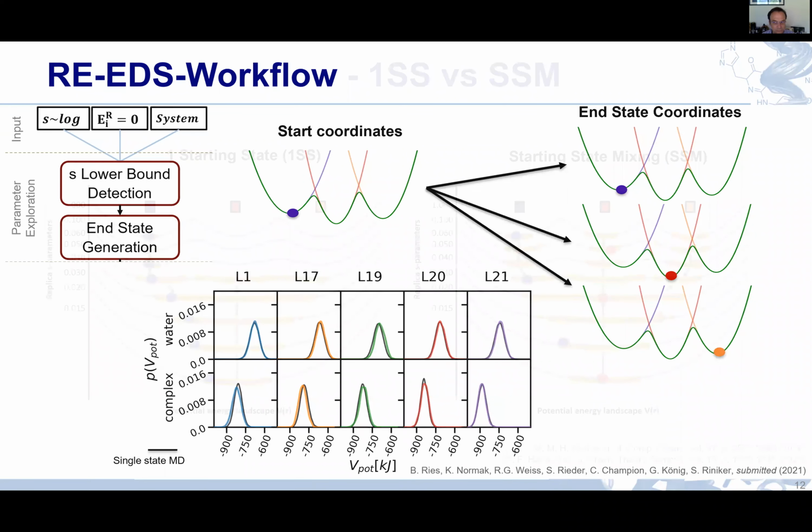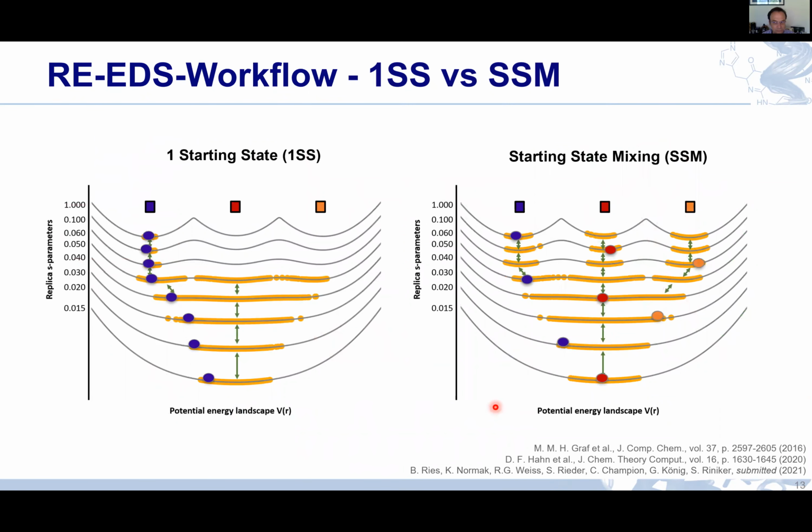And these coordinates we can then use to seed our replica exchange approach. So classically, we started with one starting state. And so we only started in one area of our phase space and started to explore everything. And now we added to this the starting state mixing approach, such that we can use the end states that we generated before and use them alternating through our replica exchange graph and enhance our sampling even further. This idea is not entirely new. It was already used by Graf in 2016 and Hahn in 2020, for example, to boost 2-state systems. And we do it now with a multi-state system here.